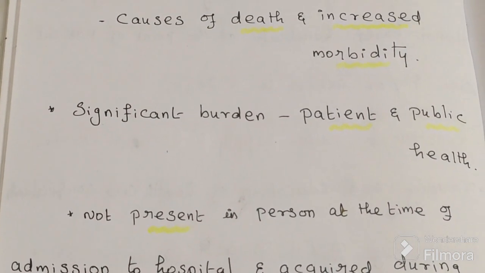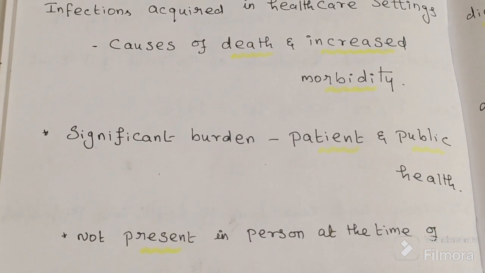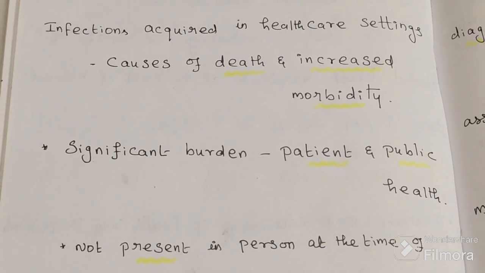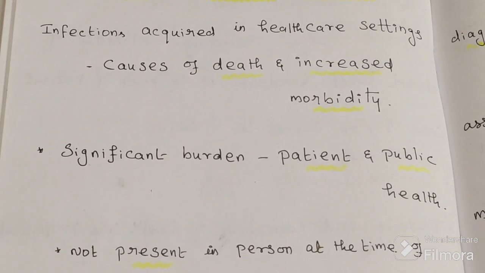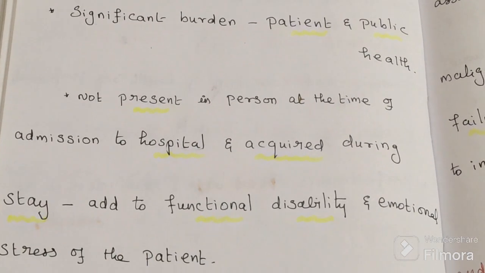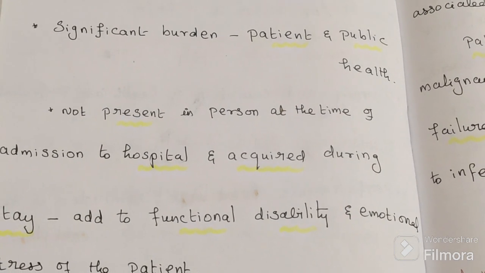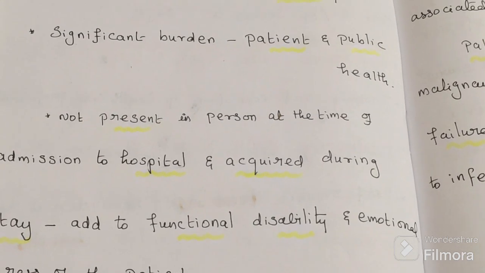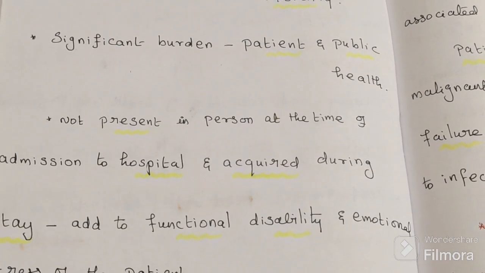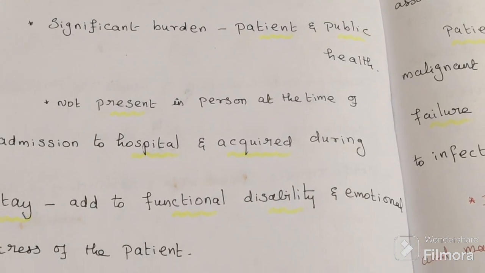Those infections which were not present in a person at the time of admission to the hospital but occur during a stay in a hospital are considered hospital acquired infections. Only after 24 hours of admission will it be considered a hospital acquired infection. They add to the functional disability and emotional stress of the patient, and in some cases may lead to disabling conditions that reduce the quality of life.